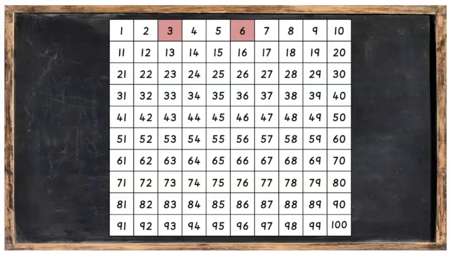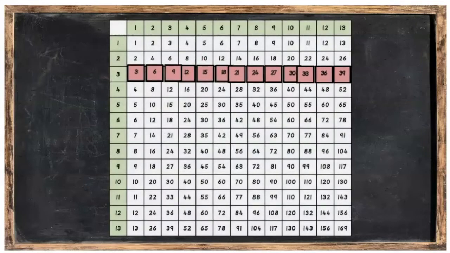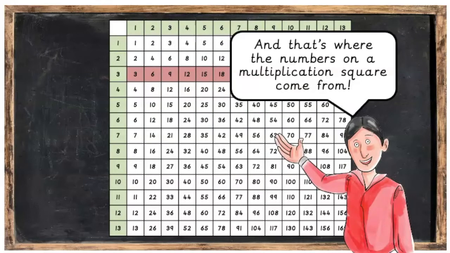6, hopping on 3 more, 9, then we've got 12, 15, 18, 21, 24, 27, 30, 33, 36, and 39. Now we're going to stop there and we're going to take those numbers on the 100 square and put them onto a multiplication square, just like that. And that's where the numbers on a multiplication square come from.